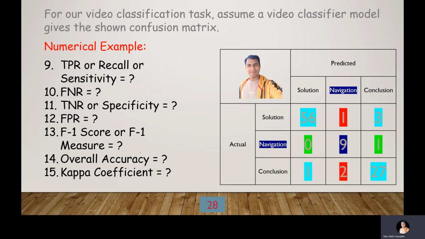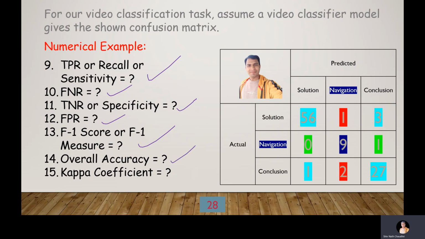Now calculate the remaining parameters as well. TPR is calculated as TP upon TP plus FN. FNR is calculated as FN upon FN plus TP. TNR is calculated as TN upon TN plus FP. And FPR is calculated as FP upon FP plus TN. The 13th parameter is F1 score, and it is calculated as 2TP upon 2TP plus FP plus FN.